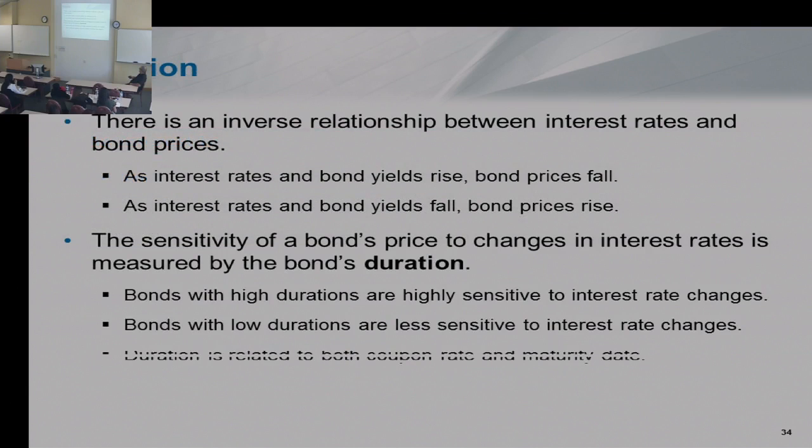But duration is related to both coupon rate and maturity date, because sensitivity to changes in interest rates is measured by this concept of duration. High durations, high maturity, are very sensitive to interest rate changes. Low durations are less sensitive. But the point being here is that duration is not simply maturity, it's also related to coupon.